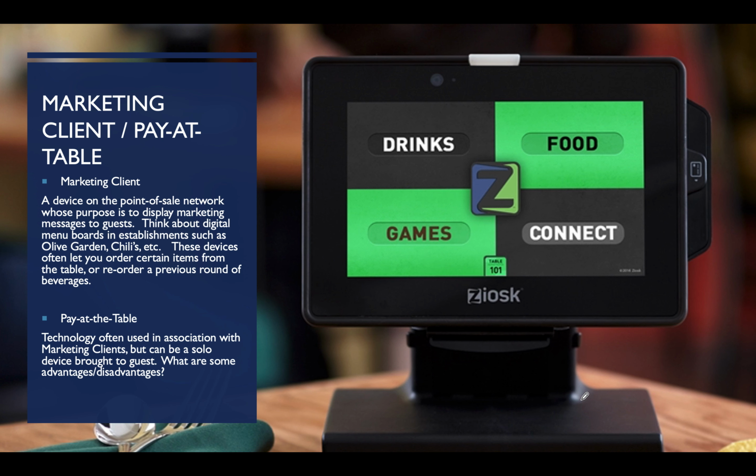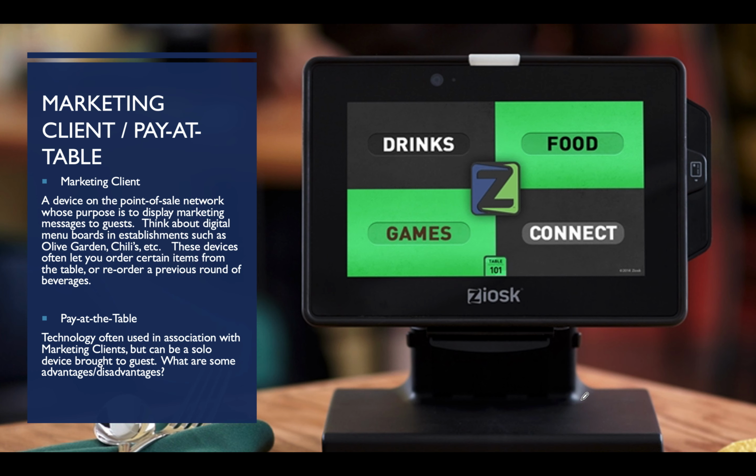Which brings us to the marketing client, or pay-at-the-table technology. We're going to kind of roll both of these into one. So the marketing client, not to be confused with CRM, is in-house, internal marketing. It's a device on the point-of-sale network whose purpose is to display marketing messages to the guests.